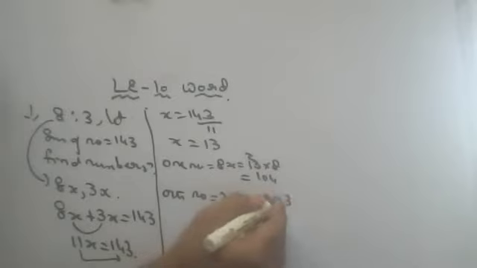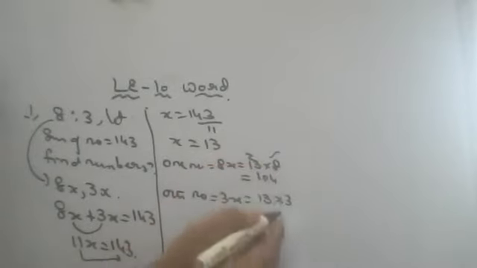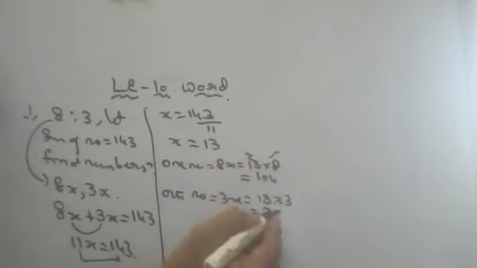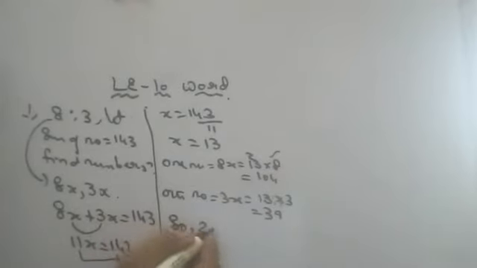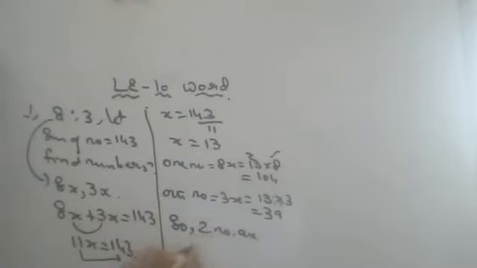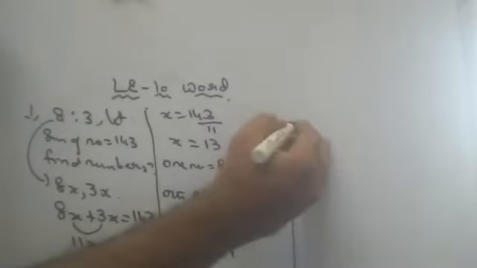One number is 8x, so 8 into 13. The other number is 3x, so 3 into 13, that is 39. So the two numbers are 104 and 39. If you want, you can verify also.